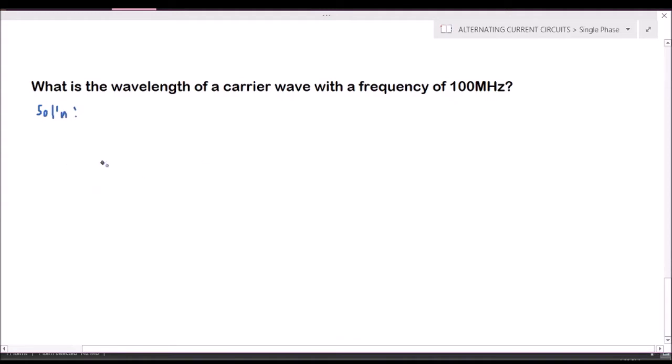So our given, so we have frequency at 100 megahertz. Then that is a carrier wave, so it is part of the electromagnetic spectrum. So in your physics, you have learned that the electromagnetic spectrum also travels at the speed of light. So our velocity of the wave, also known as the velocity of propagation, is equal to the speed of light, which is equal to 3 times 10 to the power of 8 meters per second.